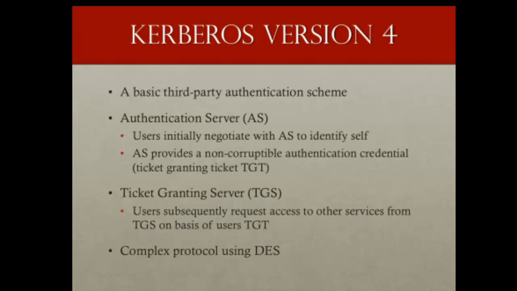Each time the user requires access to a different service, like email or database, the client will apply to the ticket granting server using the ticket to authenticate itself. So it's the TGS, the ticket granting server, that will grant the ticket for the particular service, and the client will save these tickets and use them to authenticate to a different server each time a particular service is requested.